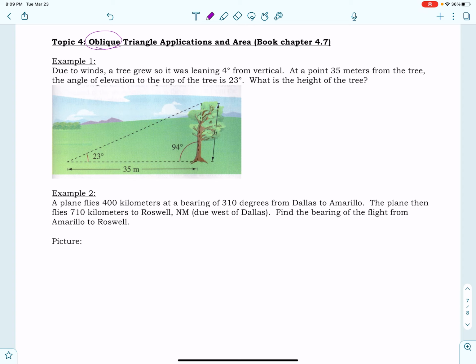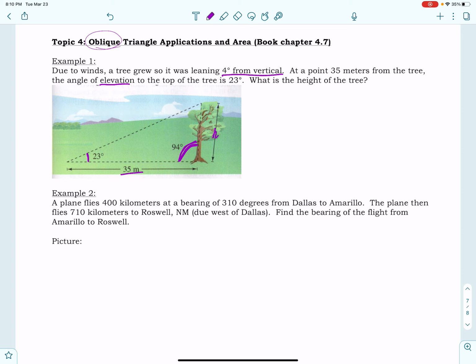Okay, so let's look at this first example. Due to winds, a tree grew so that it was leaning 4 degrees from vertical, so you get this 94-degree angle right here. At a point 35 meters from the tree, the angle of elevation to the top of the tree is 23 degrees. What is the height of the tree? We are looking for the height, and you can tell right away this is not a right triangle because this angle right here is 94.